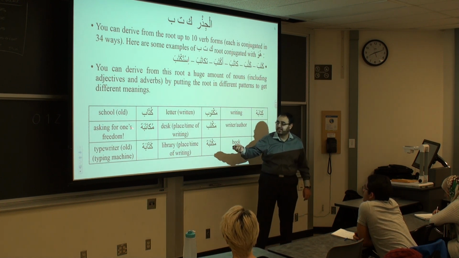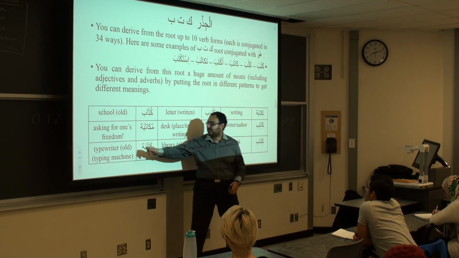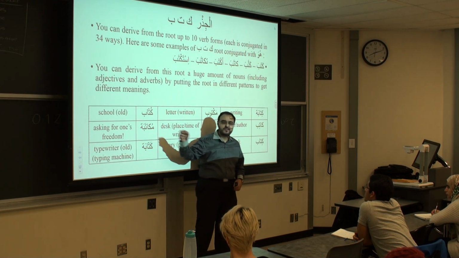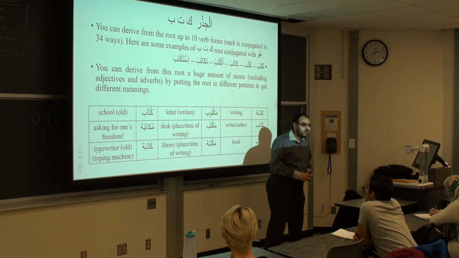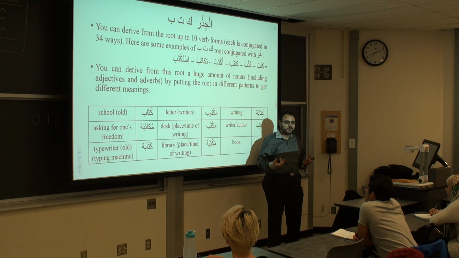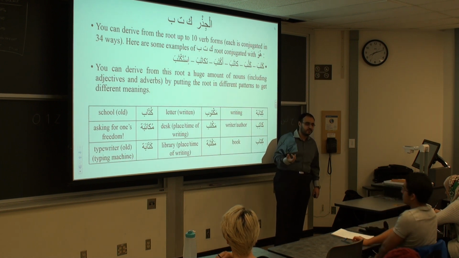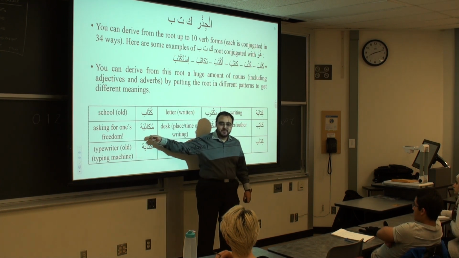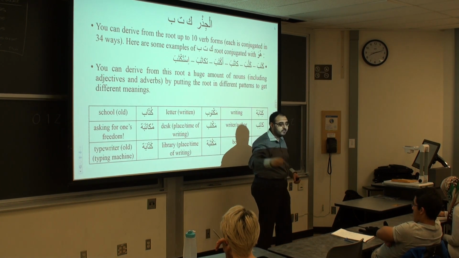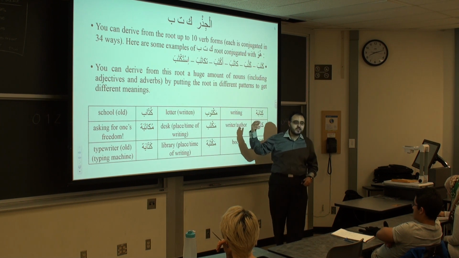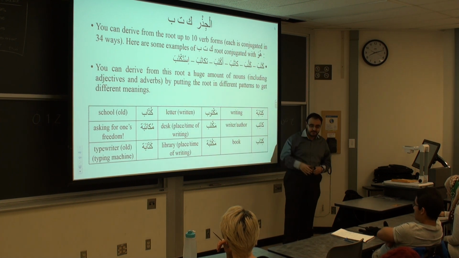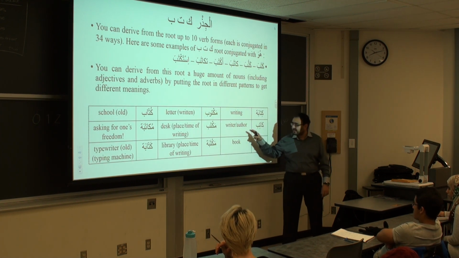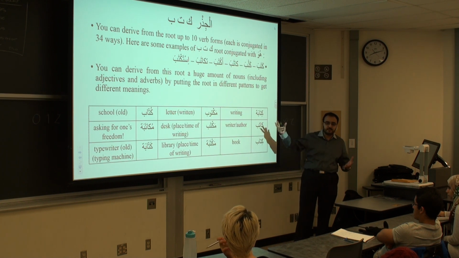Mukataba, so here is an example of what I was just saying. Mukataba, it's asking for one's freedom. Okay. So here the semantic relationship is very hard to guess. How can asking for one's freedom, okay, be related or share the same root as all words that have to do with writing, okay? So the semantic relationship with other words can be obvious.